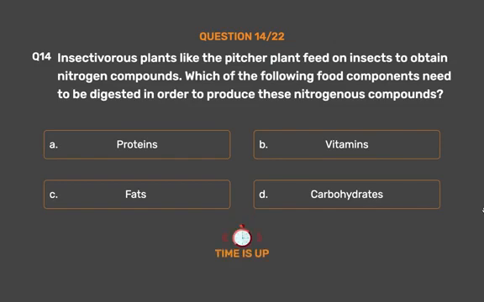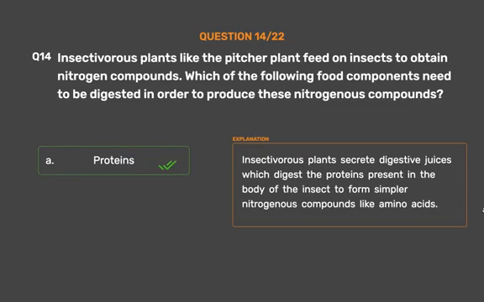The correct answer is Option A. Proteins. Insectivorous plants secrete digestive juices which digest the proteins present in the body of the insect to form simpler nitrogenous compounds like amino acids.